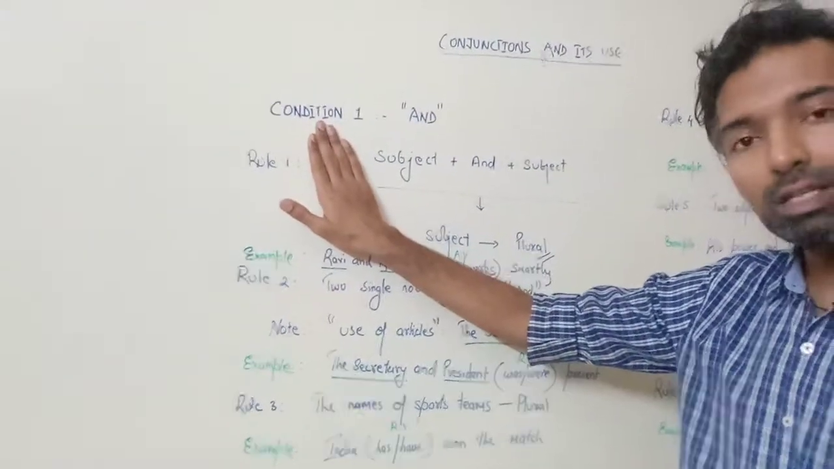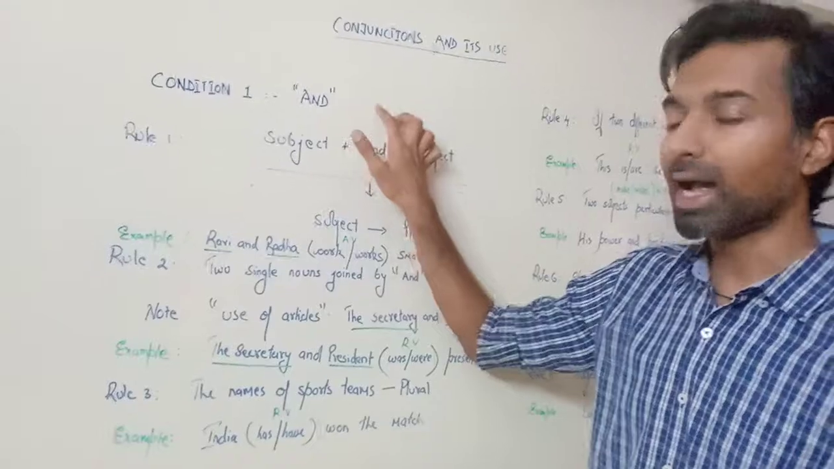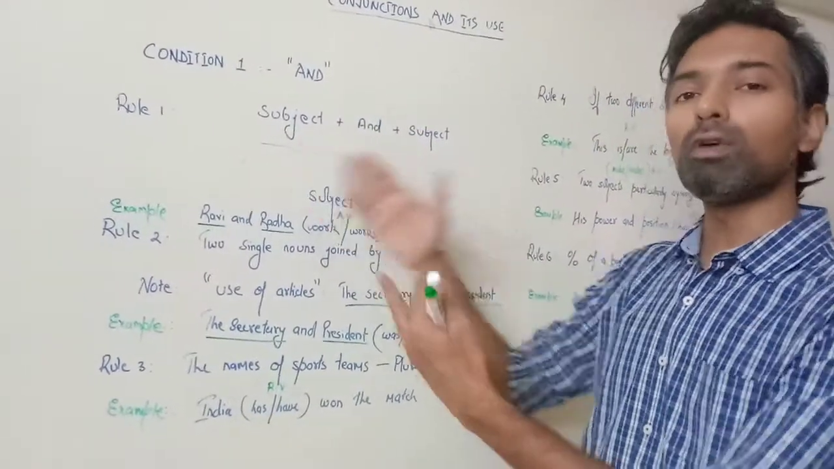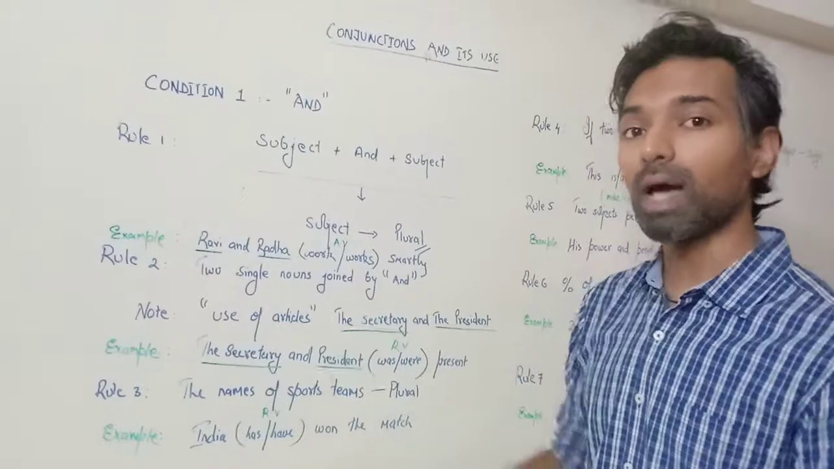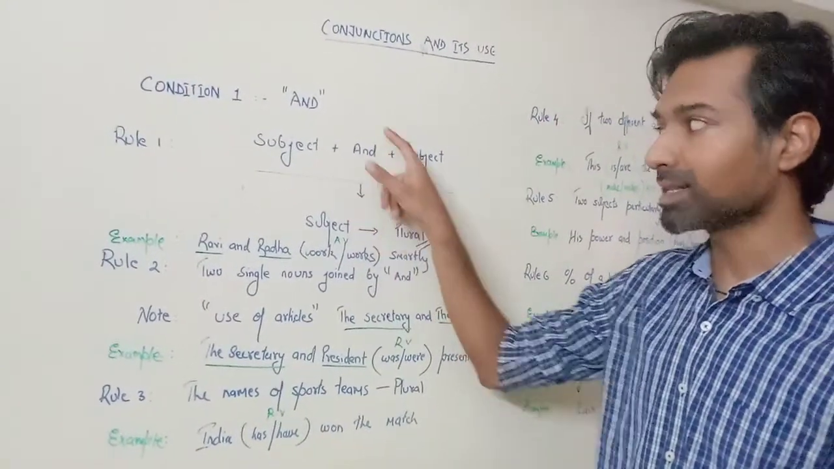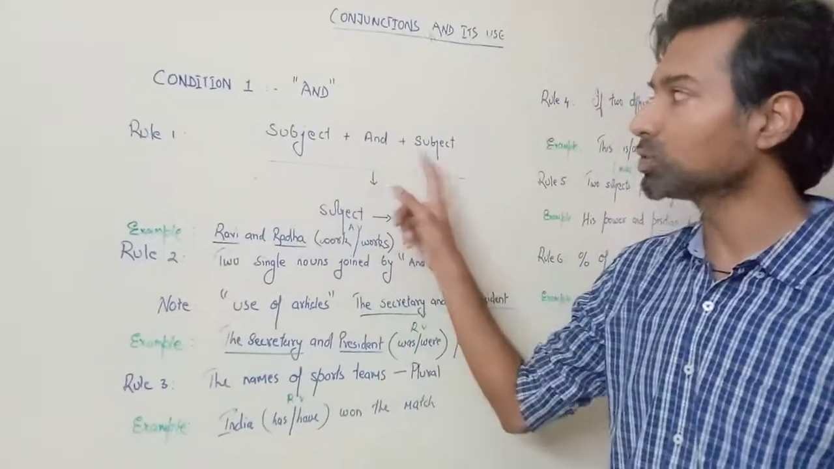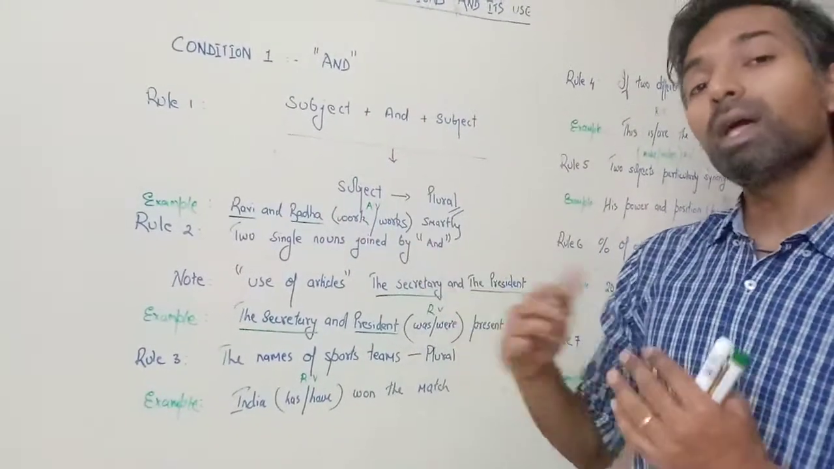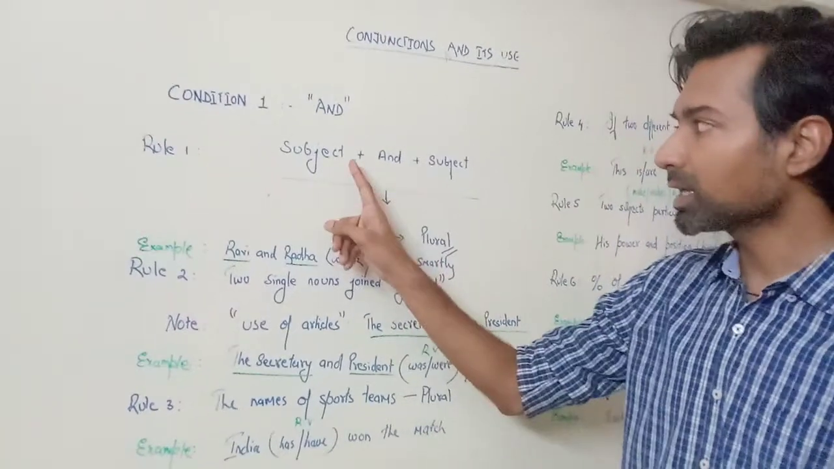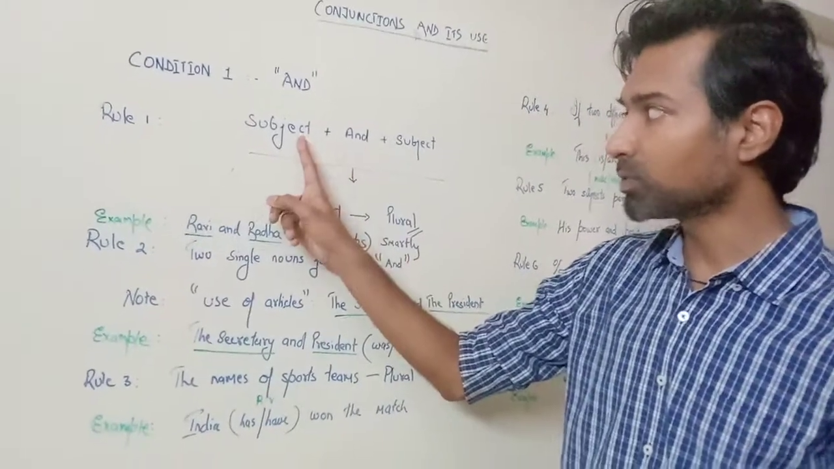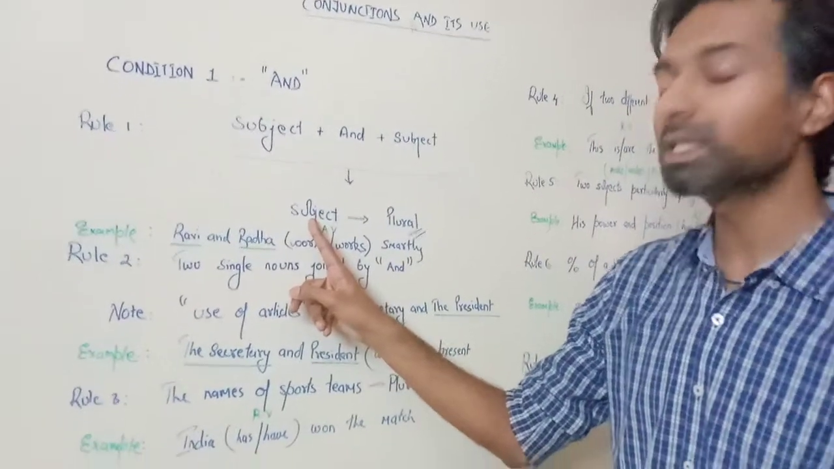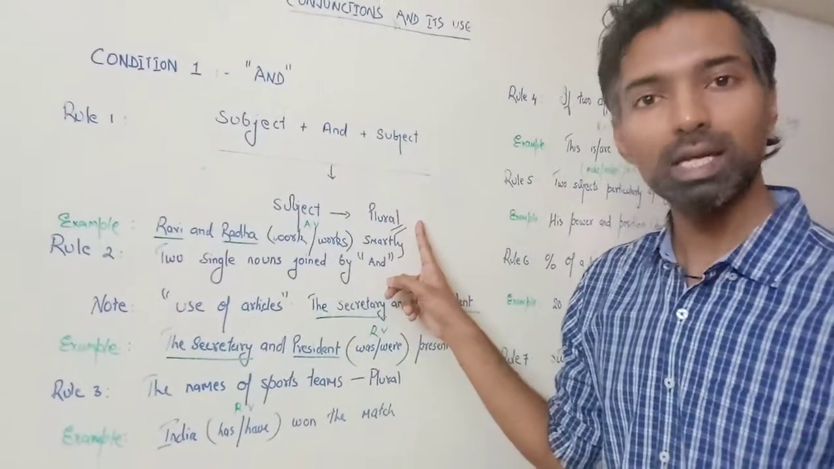Condition 1 basically talks of the usage of and as one of the conjunctions. So if I had to put it into a formula, it would become subject plus and plus subject. Why? Because and as a conjunction always sits between two subjects. So the base of this aspect is that if and as a conjunction comes between two subjects, the derivative has to be that the subject will be taken as plural in nature.